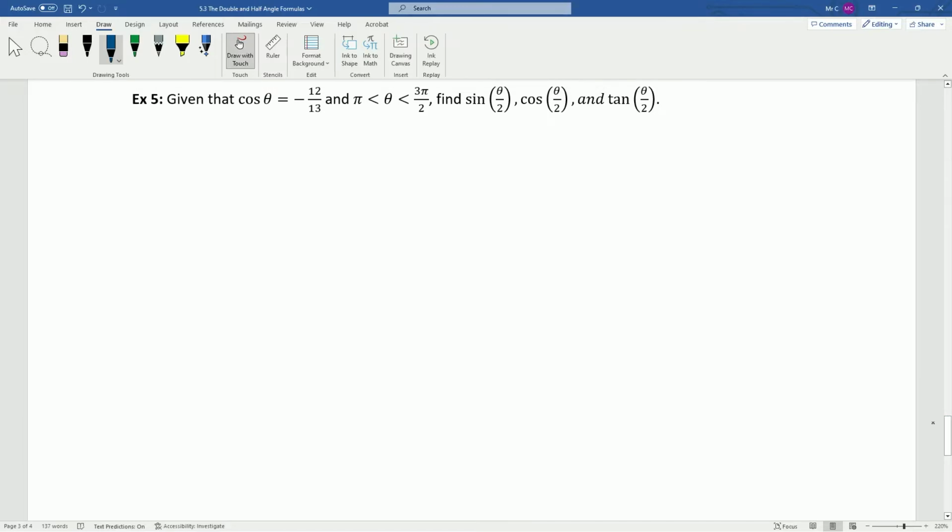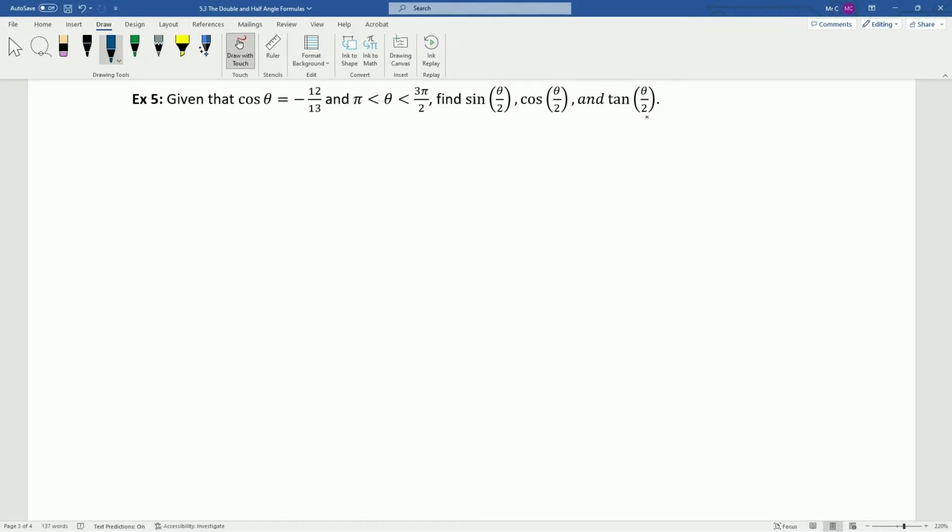Okay, so now for this example, we're given that cosine of theta equals negative 12 over 13, and that theta is between pi and 3 pi over 2. So we need to find sine of theta over 2, cosine of theta over 2, and tangent of theta over 2.